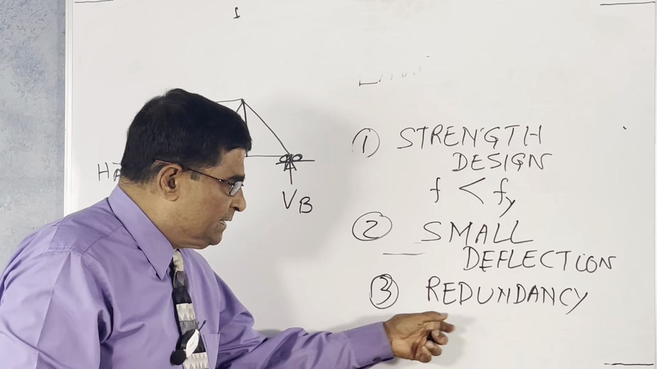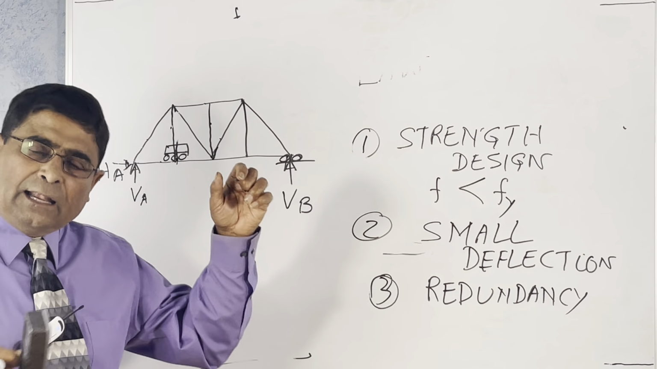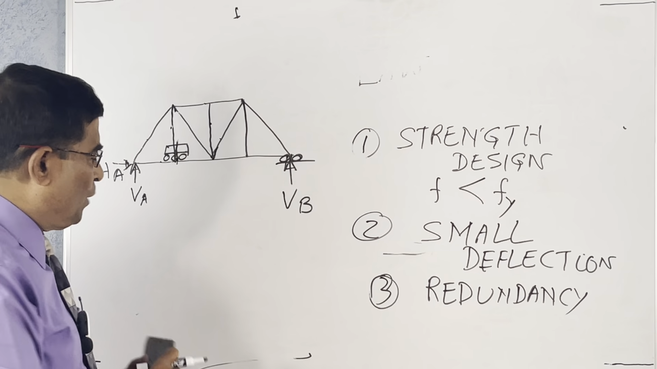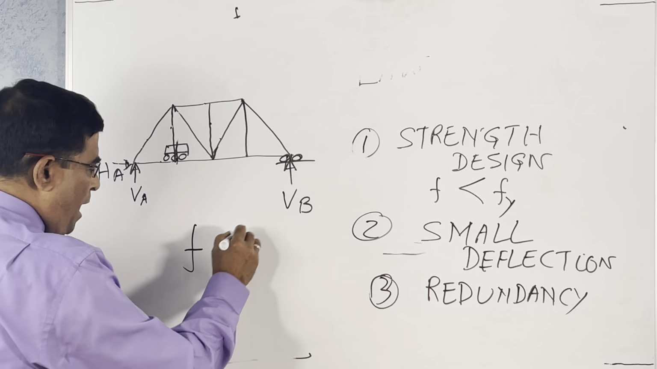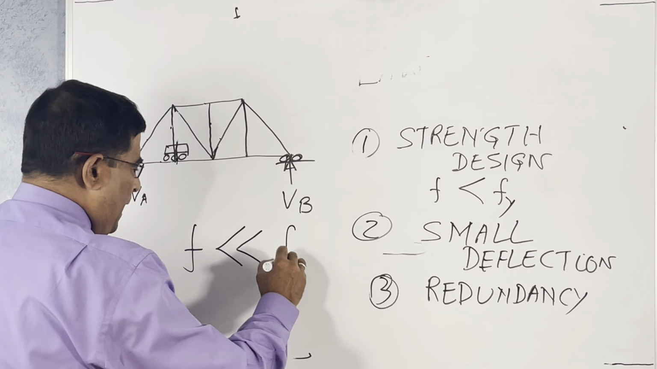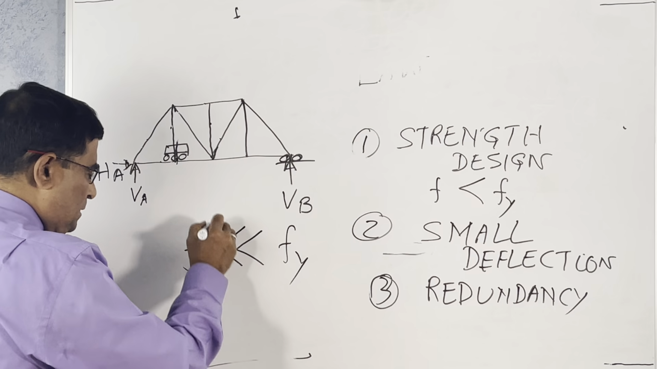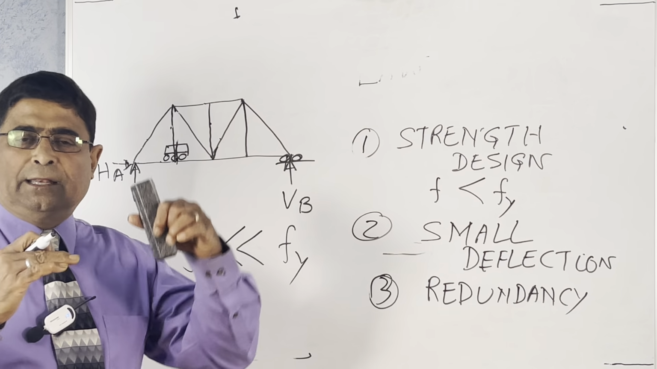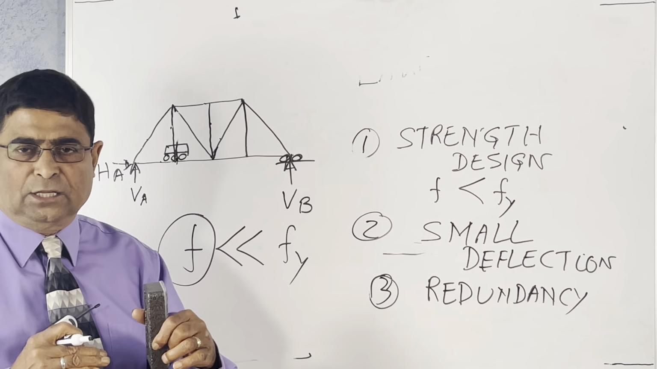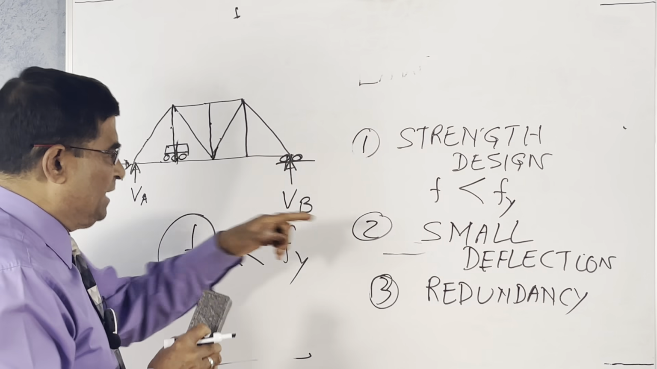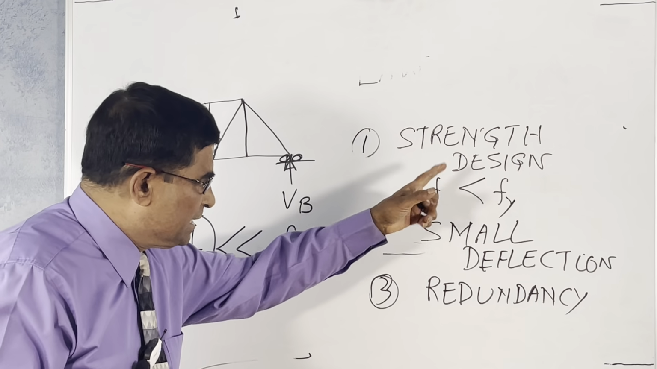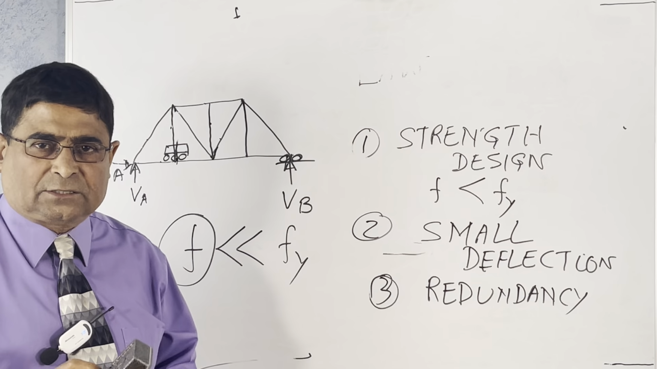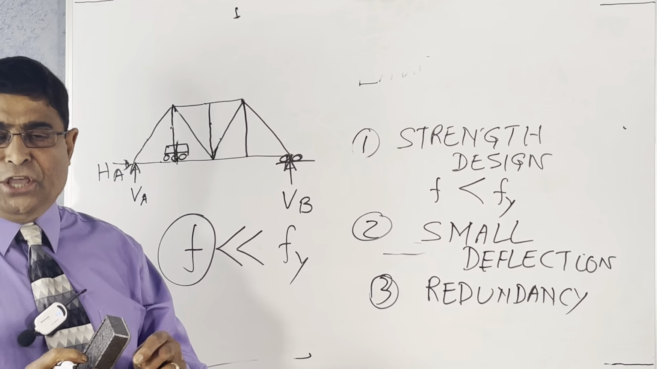So when a redundancy is there, you have less stress developing on the members. That's why your F is much lower than Fy. That means this F, the developed stress, is always within the limit of proportionality. In a small deflection case, or redundancy case, or strength design, F is less than Fy. All these factors keep the structure in the elastic range.